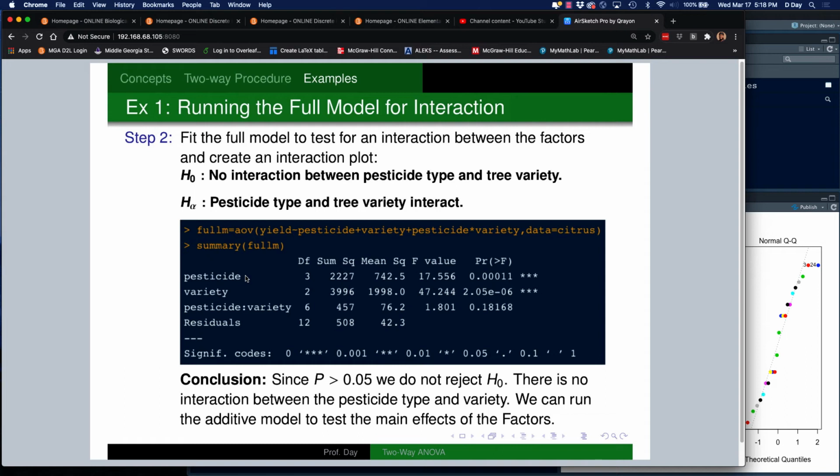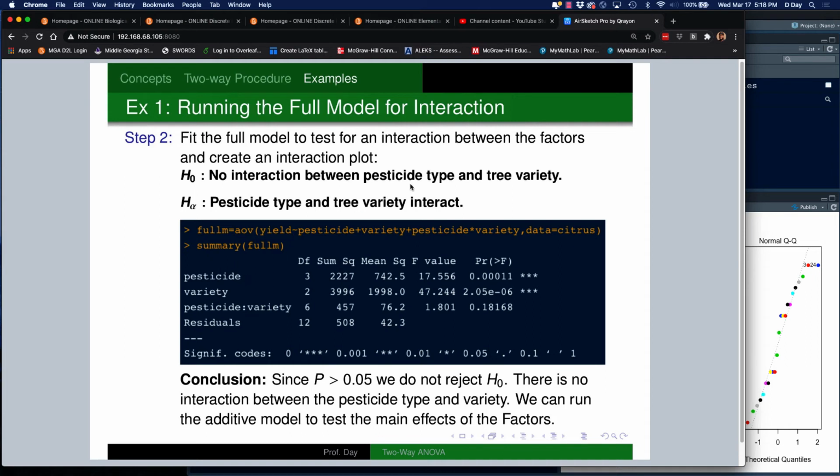So step 2 is we have to fit the full model, ANOVA, to see if there's an interaction between factor A, pesticide, and factor B, variety. All right, so the H0 here is there is no interaction between pesticide type and tree variety. And the Ha here is the pesticide type and tree variety interact. Simple as that.